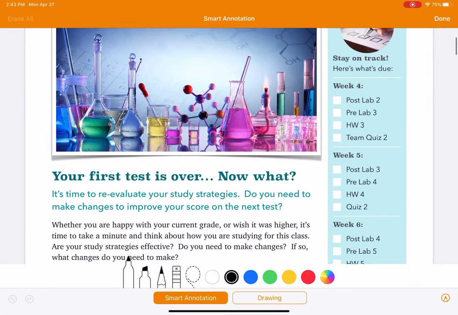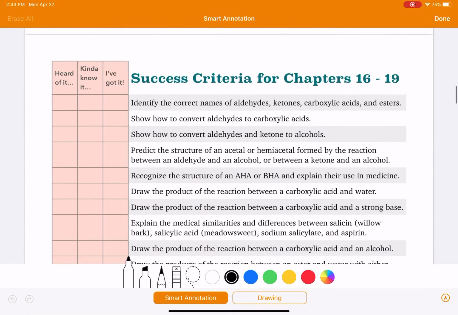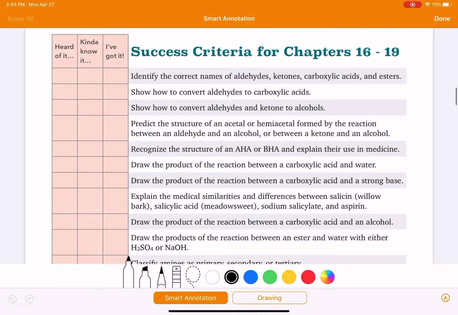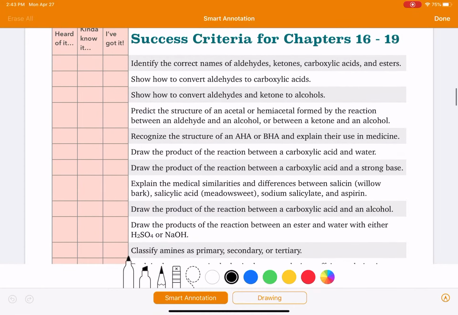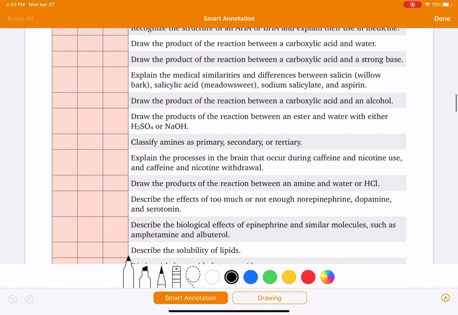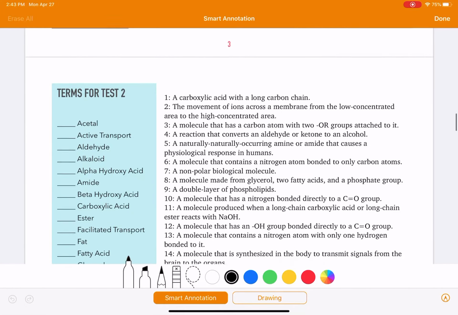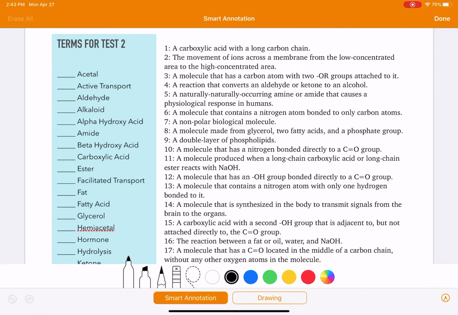Let's go through the study guide for your upcoming test, chapters 16 through 19. Here's a list of all of the different types of questions that you might be asked and things that you should be able to do by the time you take your first test. Let's match these different terms up with their definitions.